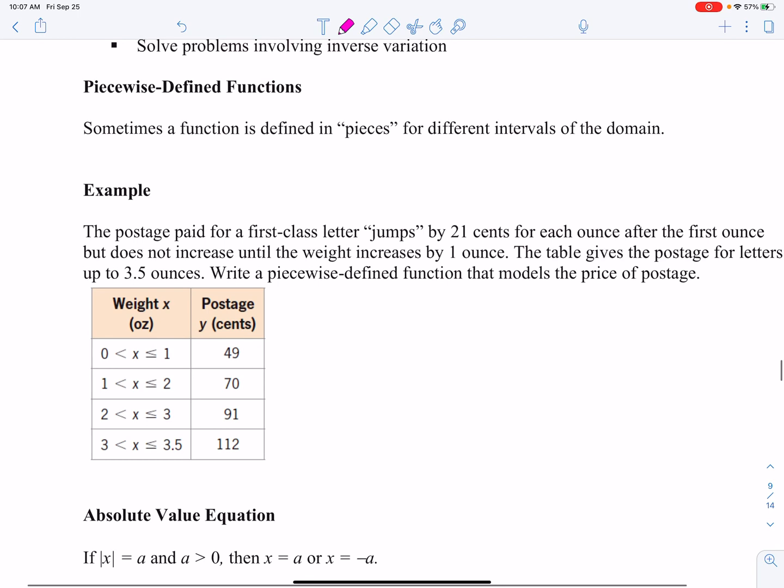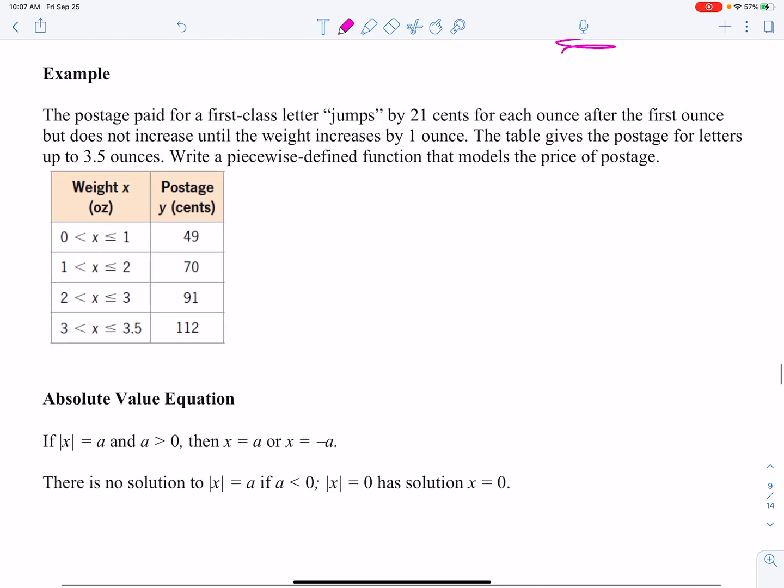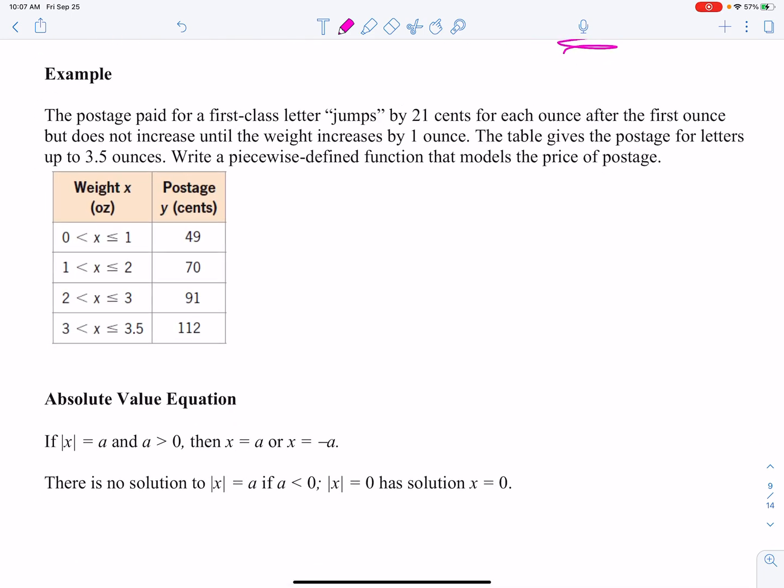So the first one is a piecewise defined function. So literally look at the word piecewise defined. So sometimes a function is defined in pieces for different intervals of the domain. So remember, domain means your possible x values. So here's an example of a piecewise defined function.